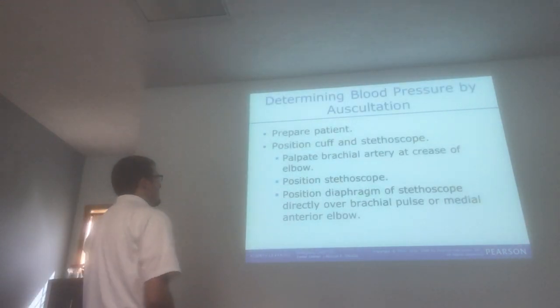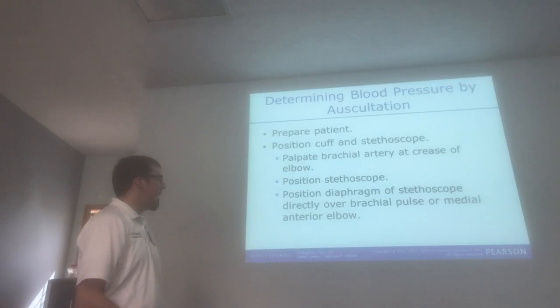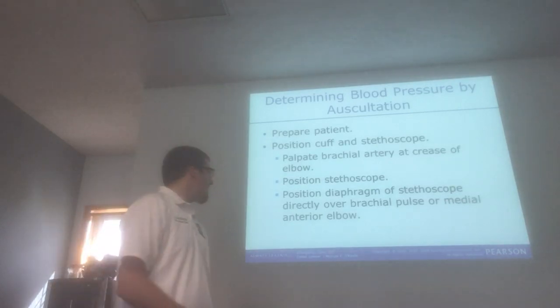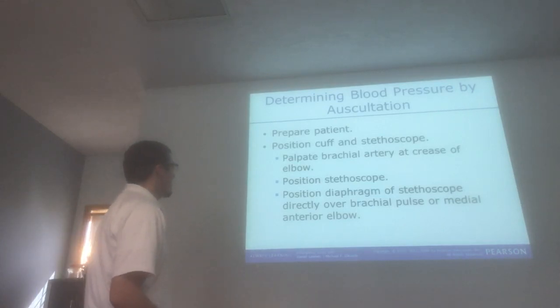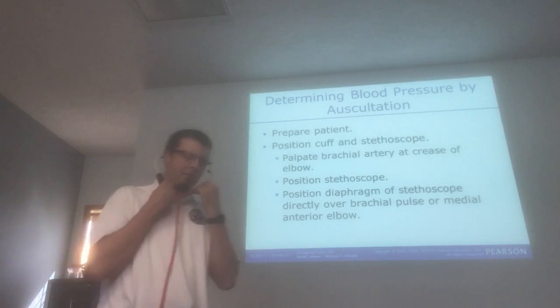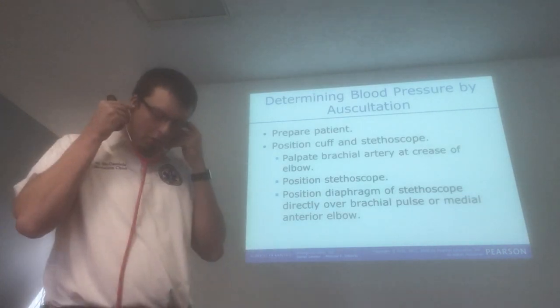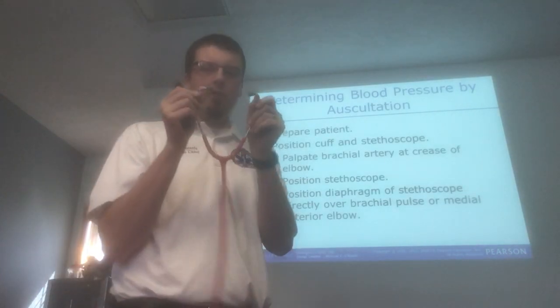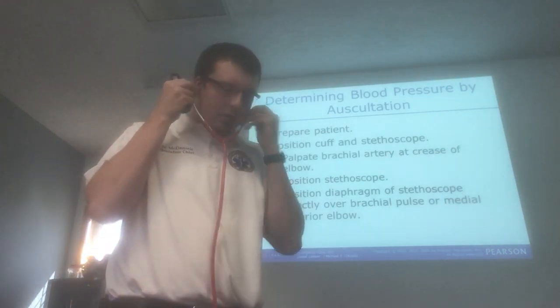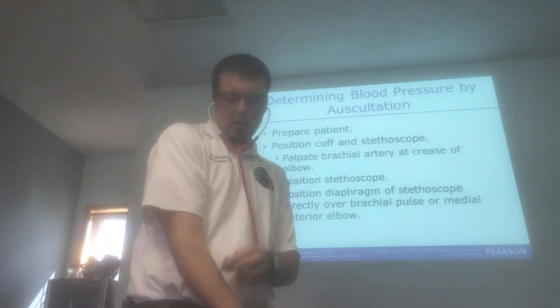We want to prepare the patient, position the cuff and stethoscope, palpate the brachial artery at the crease of the elbow. We're going to position the diaphragm of the stethoscope directly over the brachial pulse or medial anterior elbow. See, a lot of people do this wrong, right? They think, first of all, these always go pointing forward. Don't put them towards the back of your head. They point forward. So get them in your ears. Make sure they're pointing forward.